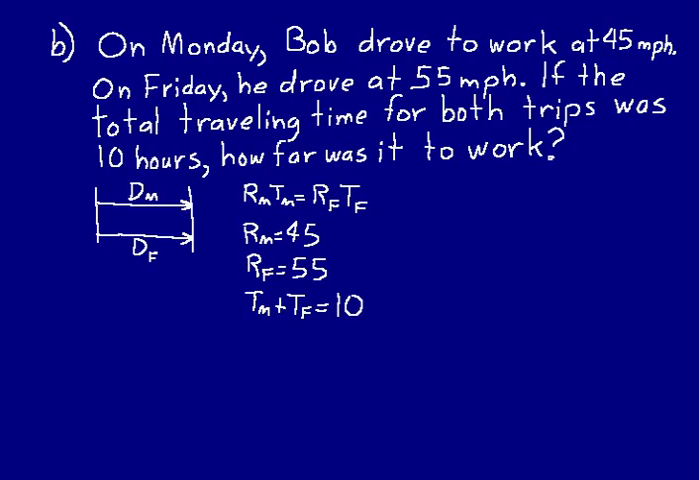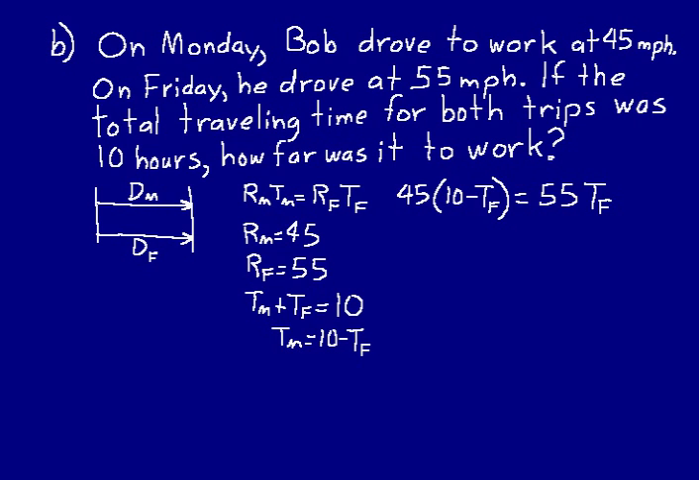And so let's rearrange that bottom equation. I'll just solve it for TM. TM equals 10 minus TF. And we'll substitute back into the top equation. RM is 45 times TM, which is 10 minus TF, is equal to RF, which is 55, times TF. So now we have one equation and one unknown. We can solve this for a numerical answer.